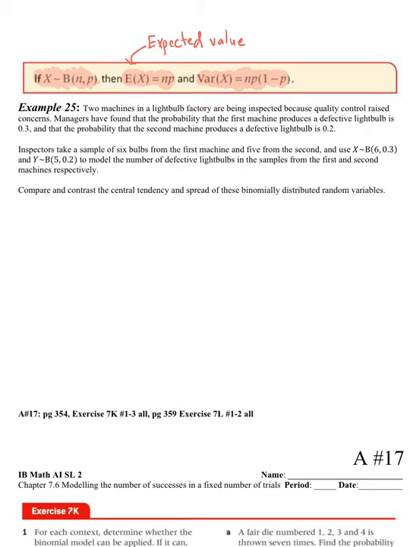If I ever ask you to find the expected value of something, you're just doing the probability times the number of outcomes. That's what n times p is: number of outcomes times probability of that outcome, or the outcome we want. Now this next one, var of x equals n p times 1 minus p, that's the variance.